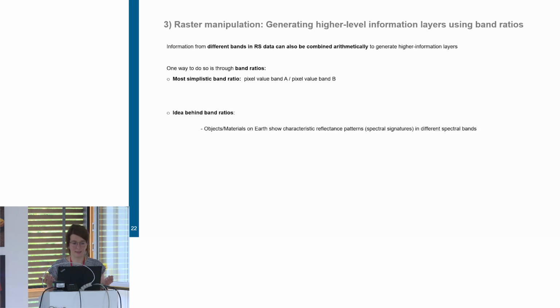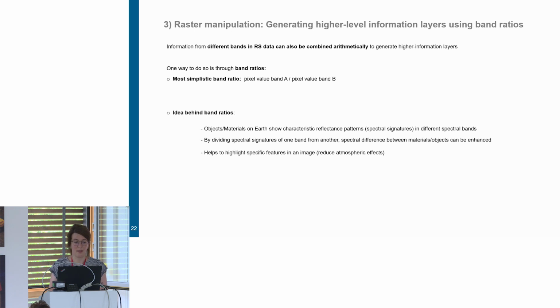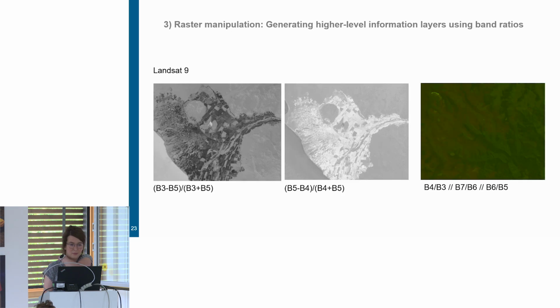The idea behind it is that objects and materials on Earth show characteristic reflectance patterns, so spectral signatures in the spectral bands. By dividing the signature of one band by another, you can enhance the spectral difference of materials and objects. This helps to highlight specific features, and for instance, it also helps you reduce effects of the atmosphere. There are a multitude of formulas that can be applied to do these band ratios in different application domains. So here are just a few examples.